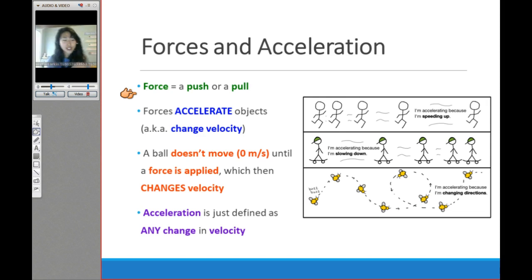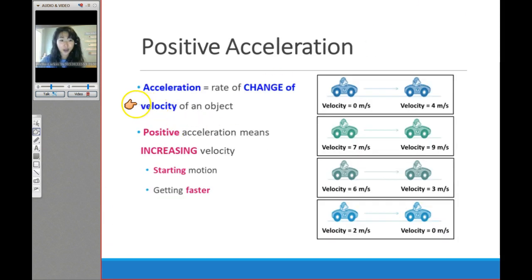Okay, so acceleration is any change in velocity. This means you could be speeding up, getting faster. It means you could be slowing down, getting slower. It could even mean that you're changing directions because velocity, remember, includes direction. So if you change direction, even if your speed is still the same, any change in direction is still going to be a change in velocity. Smiley faces if that makes sense. So acceleration is any change. Get faster, get slower, change directions.